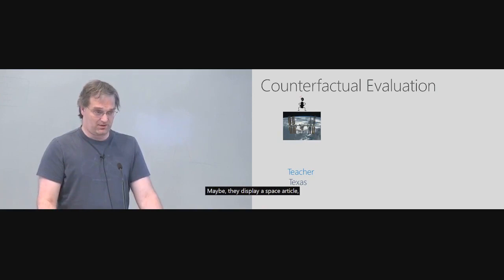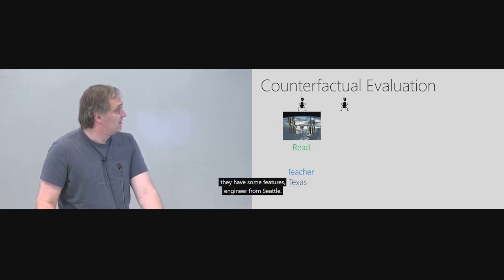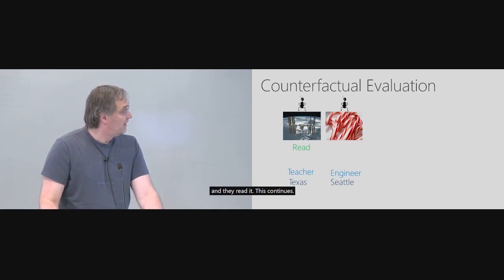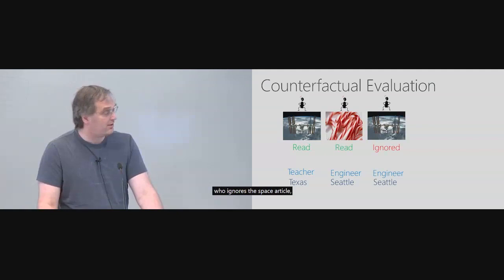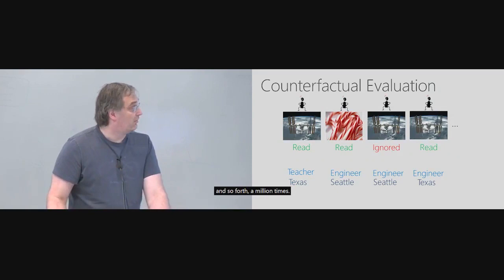That's great. Another user comes. They have some features. The engineer from Seattle, a policy chooses a food article, and they read it. And this continues. So you have an engineer from Seattle who ignores the space article, another engineer from Texas who reads the space article, and so forth a million times.